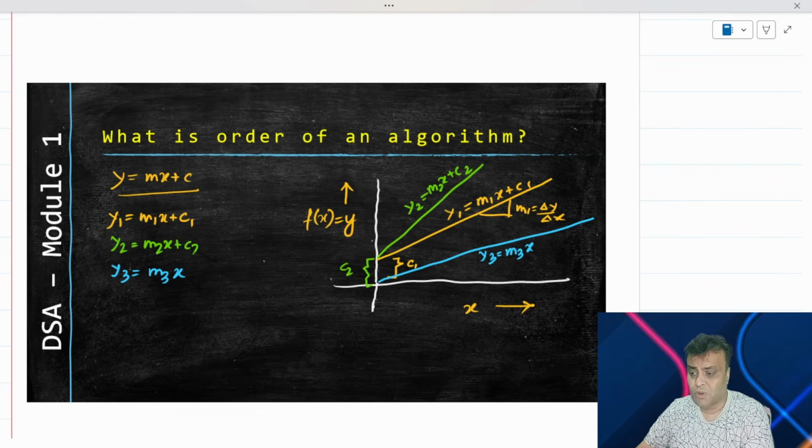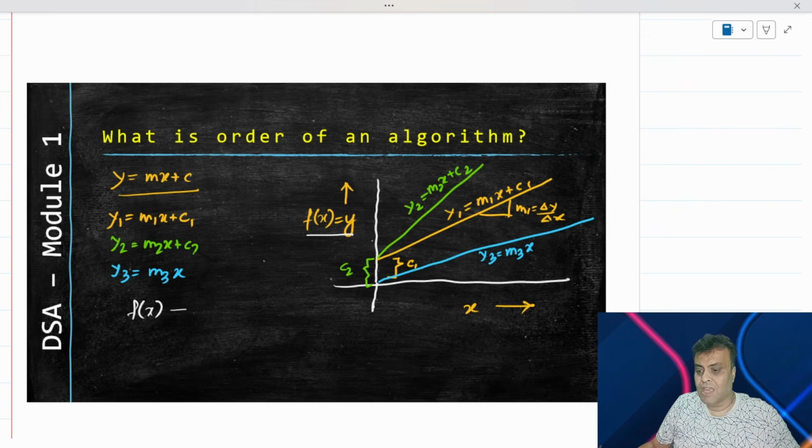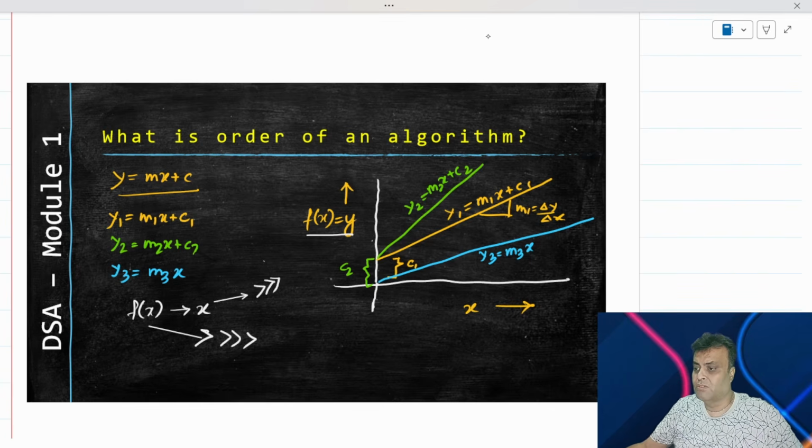What are those factors is what we are trying to see now. Before we go into seeing those factors, can we appreciate the fact that f(x) equal to y is nothing but saying that f(x) is dependent on x. The more you increase x, the more will f(x) also increase, right? I hope you can understand that part of the component.